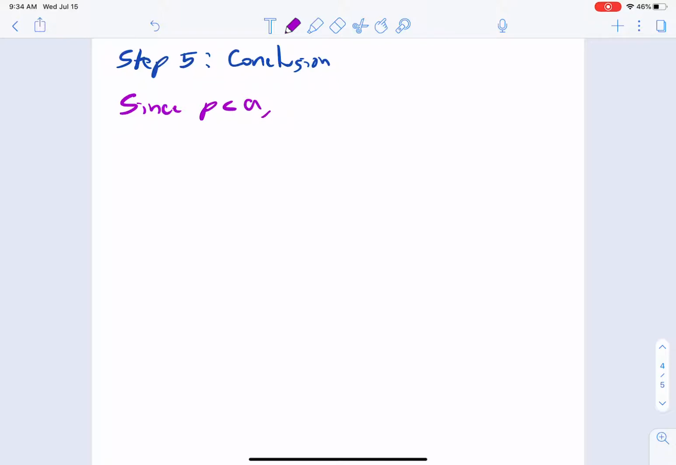So step 5 is we have to conclude what we found. Since p is less than alpha, what do we do? We also assume that alpha is 0.05, easy peasy, because we're going to make a confidence interval here in a second too. But since p is less than alpha, we are going to reject the null hypothesis that the mean population difference is 0. We reject this idea.